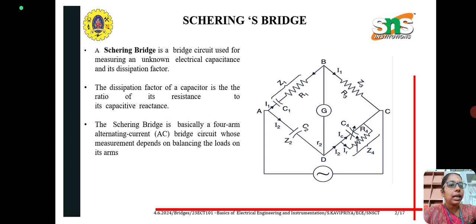Schering bridge is basically a 4-arm alternating circuit bridge whose measurement depends on balancing the load on its arms. So we will have 4 arms, and passive components will be connected in the four arms. In one diagonal the supply will be given, and to the other diagonal a galvanometer will be connected.